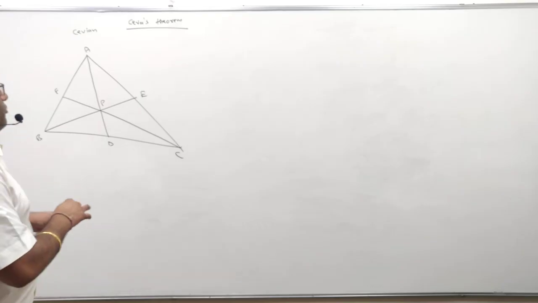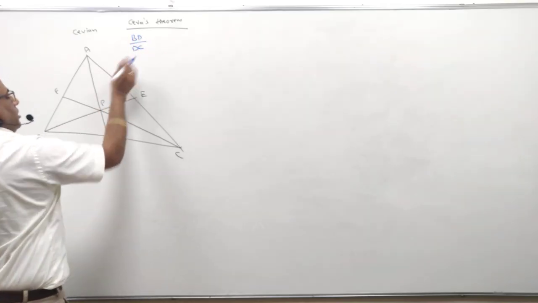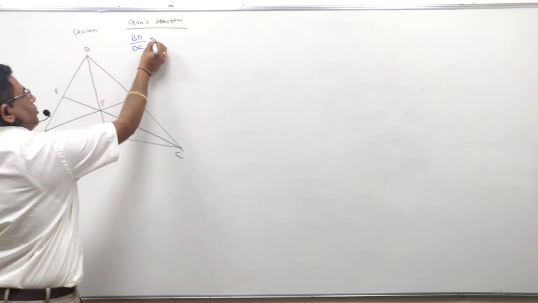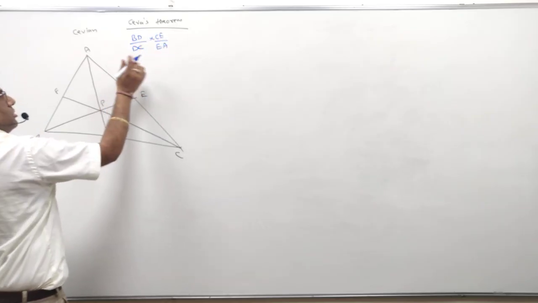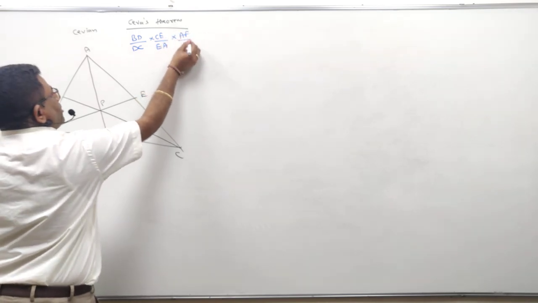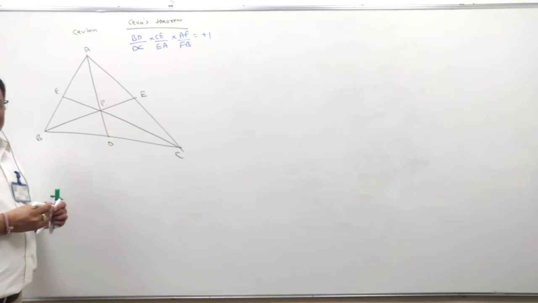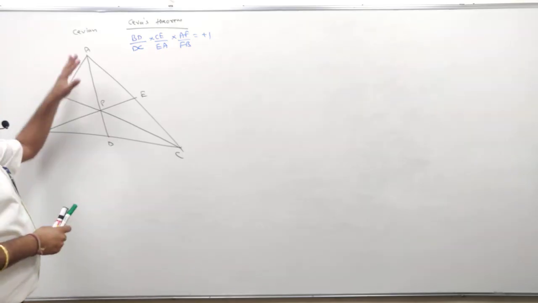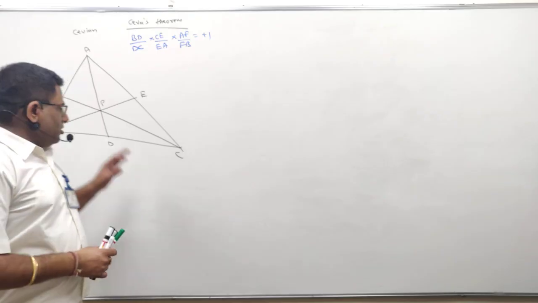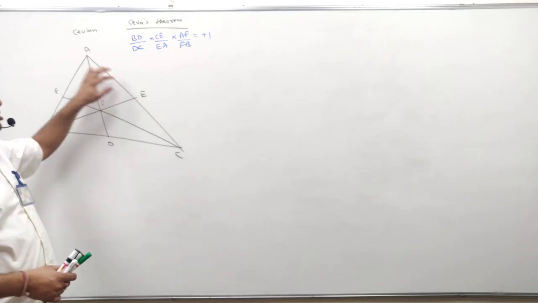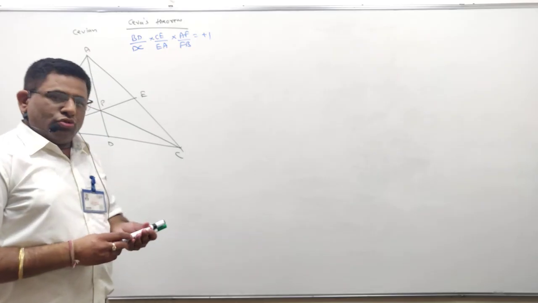P, then there is a very important result, and the result says BD upon DC, that is this upon this, into CE upon EA, that is this upon this, into AF upon FB, is always plus 1. Shocking. That is, ABC is any triangle and AD, BE, CF are any three concurrent lines, then this upon this into this upon this into this upon this is always 1. So let us prove this result.